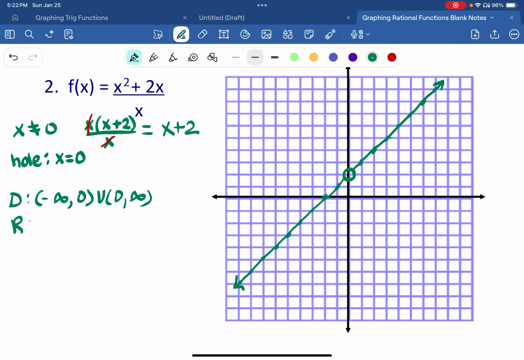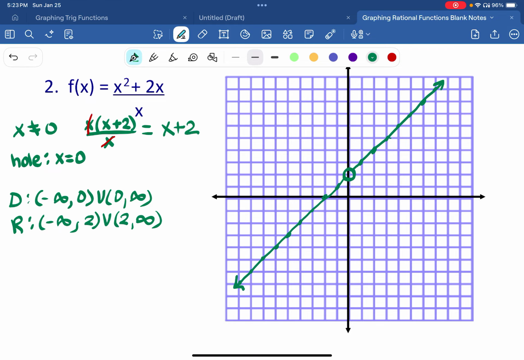And then the range is the y value for that whole. That's what's skipped. So we'll go negative infinity. The y value for that hole is 2, union with 2 to infinity. And there you have it. So that's another example of a rational function. It turned out to be a line with just a hole in it.